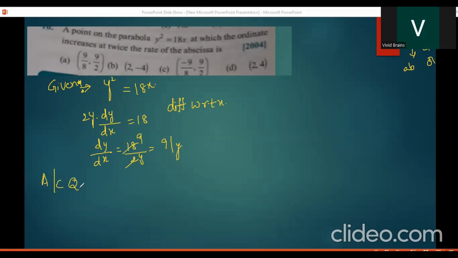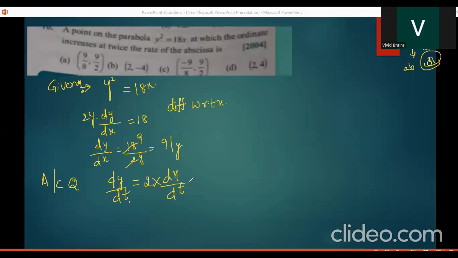According to the question, what is given? The y coordinate is increasing at 2 times the rate of the x coordinate. That is the y coordinate rate. So how do you call the y coordinate rate? That is dy by dt, right? dy by dt is equal to, what is the sentence? You look at this. Ordinate increases at twice the rate of abscissa. Ordinate increases 2 times the rate of abscissa. Yes, can I go like this? Very good. 2 into dx by dt.